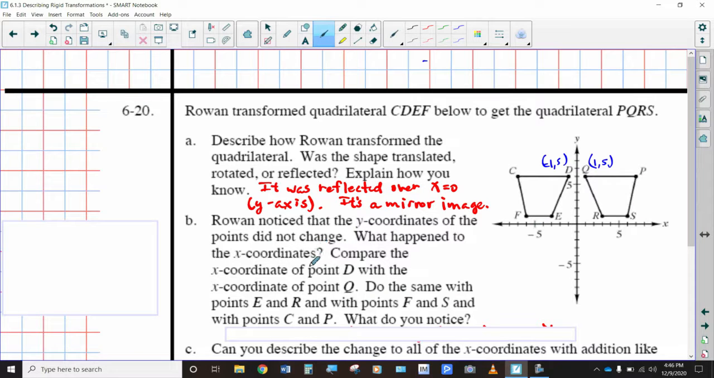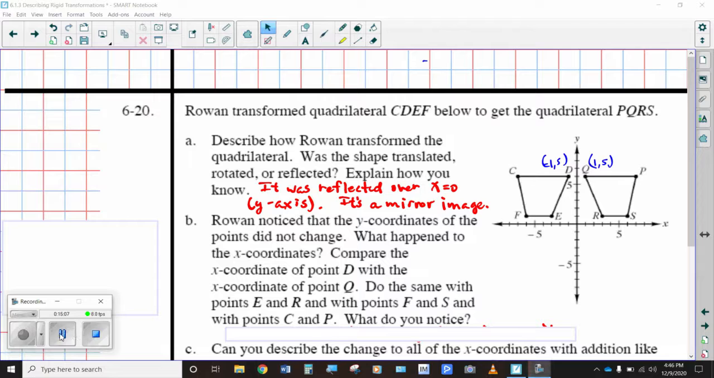But the x-coordinates, something happened to them. What appears to be happening with the x-coordinates? What do you notice? Go ahead, I'll give you a second to think about that.